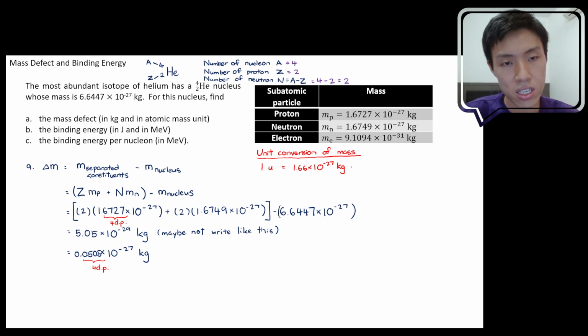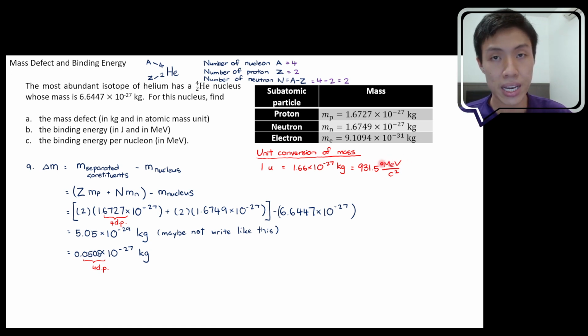And there's another new unit that you should be learning right now, which is equivalent to 931.5 MeV over c squared. So MeV over c squared is a new unit that you'll be learning to represent mass. If you think about it, MeV is mega electron volt, which is a representation of energy. So energy divided by c squared, if you recall the equation, is just equal to mass. So that's why this whole thing is in the unit of mass, because it's E over c squared.